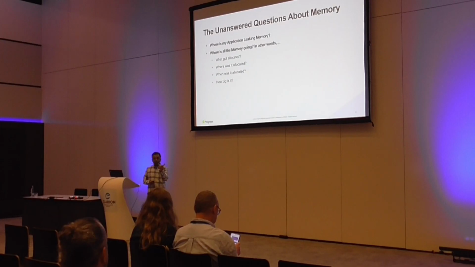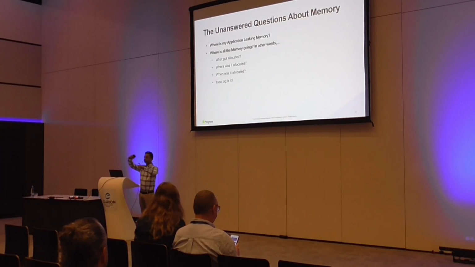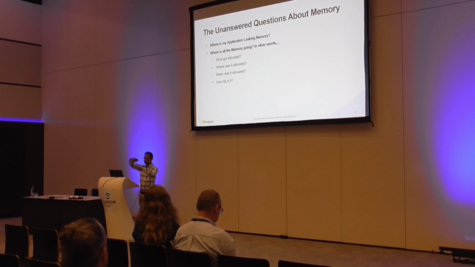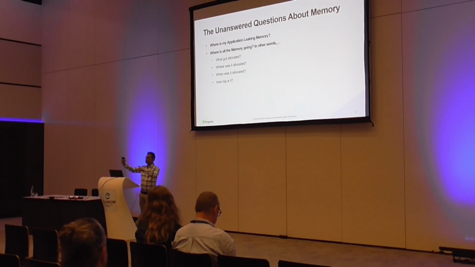I might be creating a dynamic query in 10 places in my code. So where in my code am I creating that dynamic query object? The third part is when it got allocated. I might have a recursive function, and I might be coming to that call again and again. So at which call did this memory get allocated?